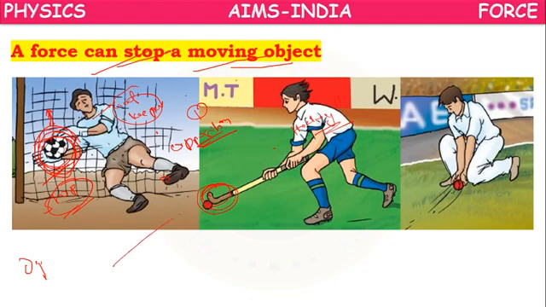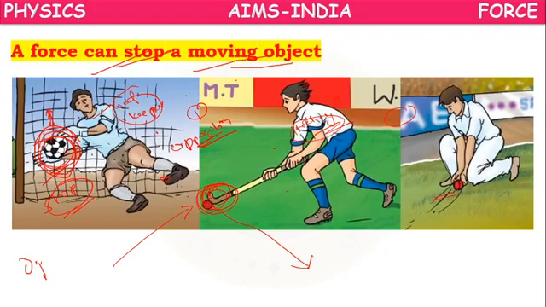Because suppose the ball is coming from here, what will he do? He will try to stop it first. He will take the direction, then he will hit in another direction. So the hockey player is trying to stop the hockey ball.